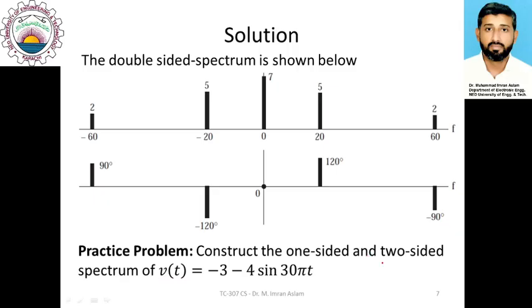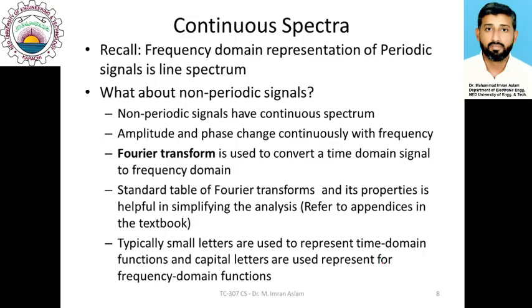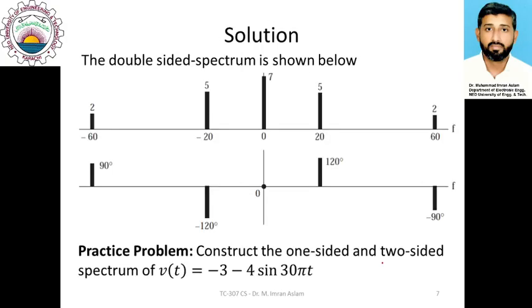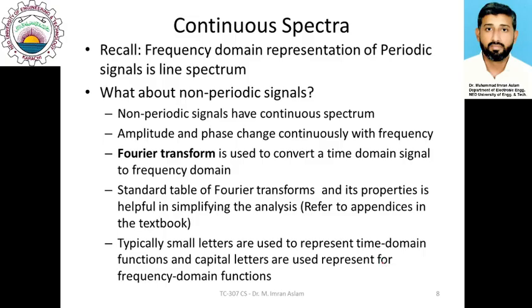So this concludes our discussion on the line spectrum, and we have discussed both positive and negative spectra, how we can generate the positive spectrum and negative spectrum to represent our periodic signals in the frequency domain. The important thing we have discussed is that this line spectrum comes from the fact that we are working on a periodic signal. Generally, periodic signals are represented in the frequency domain using their line spectrum.